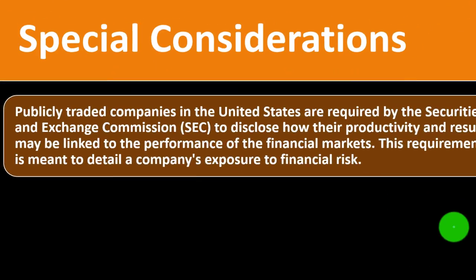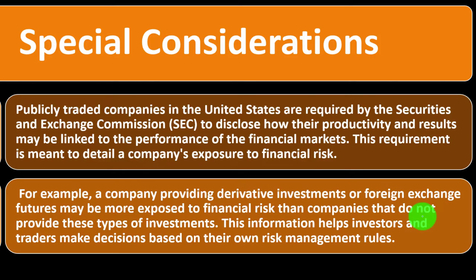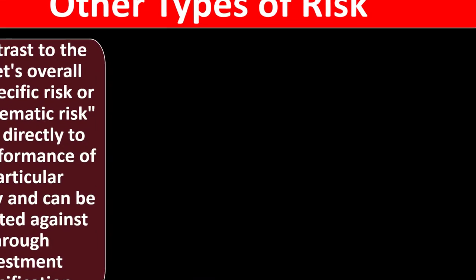Special considerations. Publicly traded companies in the United States are required by the Securities and Exchange Commission, the SEC regulatory entity, to disclose how their productivity and results may be linked to the performance of the financial markets. This requirement is meant to detail a company's exposure to financial risk. For example, a company providing derivative investments or foreign exchange futures may be more exposed to financial risk than companies that do not provide these types of investments. This information helps investors and traders make decisions based on their own risk management rules.